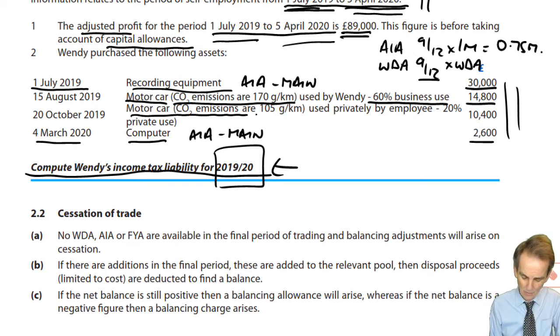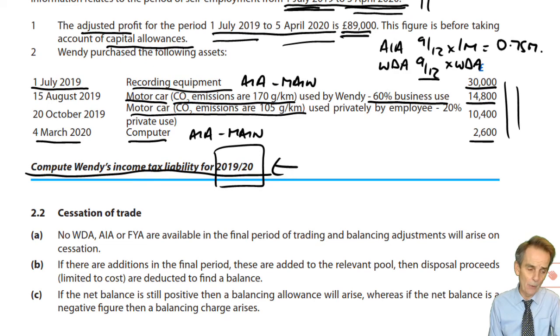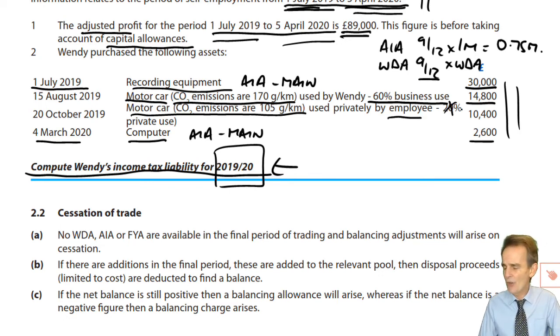The next car, CO2 emissions are 105 grams per kilometre, so between 51 and 110, and therefore 18% WDA is available. This one used privately by an employee, so we don't care about that. That is no restriction in terms of the capital allowances available. Remember, as though to be fair we are still to see it, but in Chapter 9, Employment Income, we will see how we tax the employee in relation to the benefit of a car being provided for their private use. That will be dealt with as an employment income assessment on the employee. It does not restrict the capital allowances of the employer.